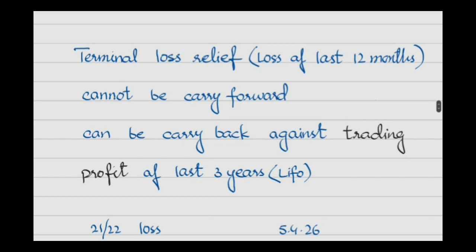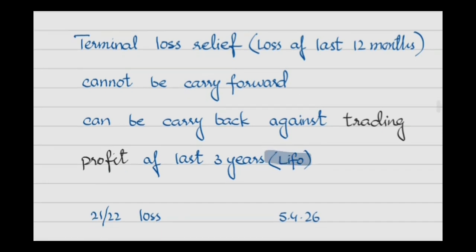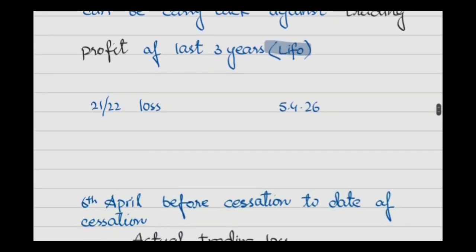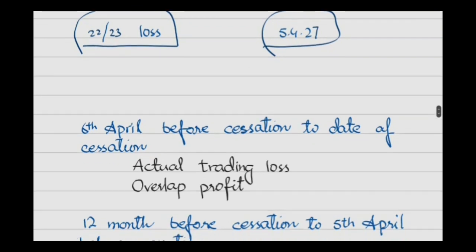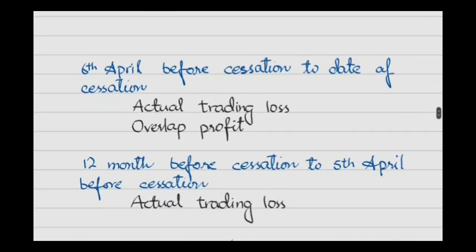Terminal loss relief, loss of the last 12 months. It cannot be carried forward because the business is going to finish. It can be carried back against trading profit of the last 3 years, but on a LIFO basis. And again, a claim for such loss relief for the tax year 22-23 can be made up to 5th April 27. So, how to calculate the loss?